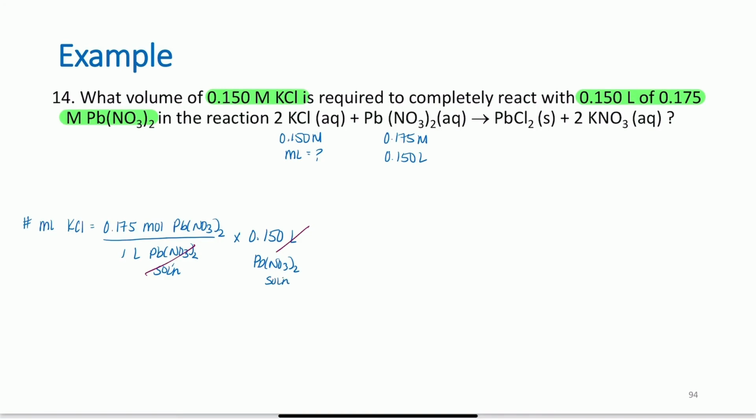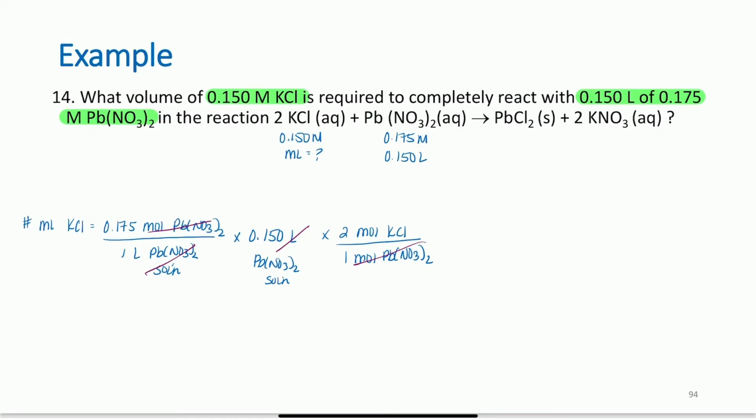Now that I have my moles of lead 2 nitrate, I can use my balanced equation. It was already provided balanced for us. And I see it takes 2 moles of KCl to react with every 1 mole of lead 2 nitrate. No surprise, we need 2 chlorides for every 1 lead. This cancels out my moles of lead 2 nitrate. And now I've got moles of chloride.